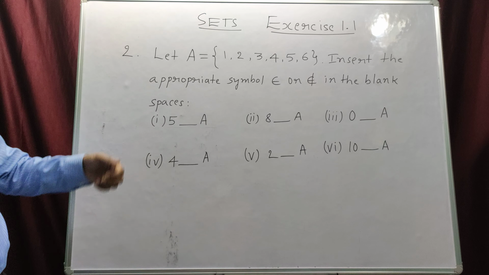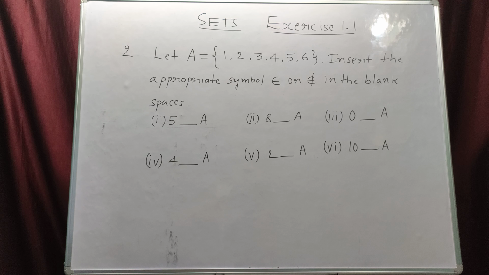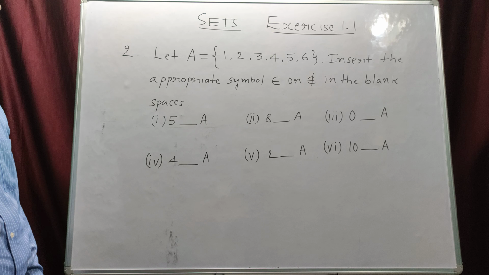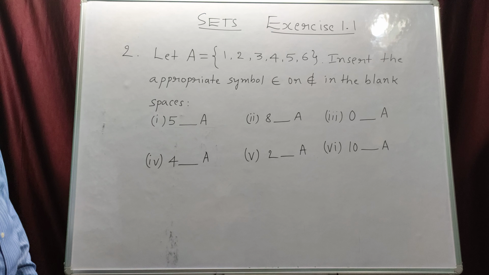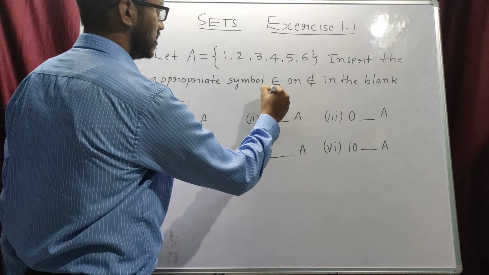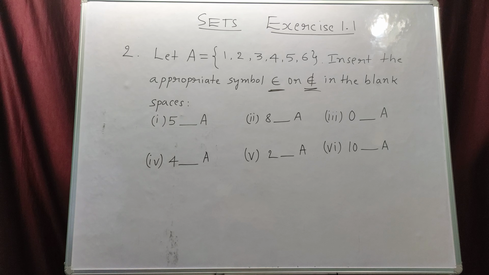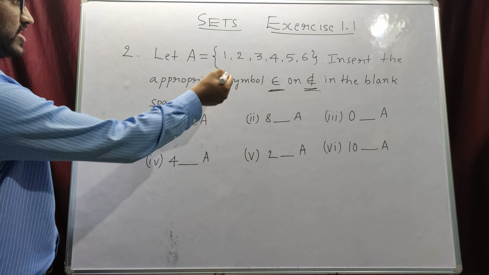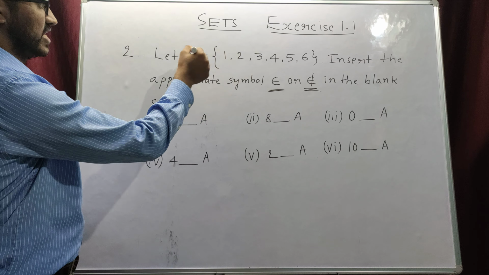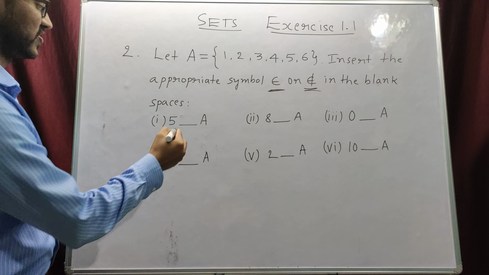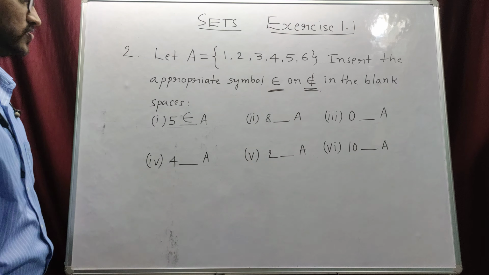Question number 2, let A be equal to the set {1, 2, 3, 4, 5, 6}. Insert the appropriate symbol, belongs to or does not belong to, in the blank spaces. So we have to insert the symbol belongs or does not belong. So first one, 5. We can say that 5 is an element of the set A. So we can write 5 belongs to A.